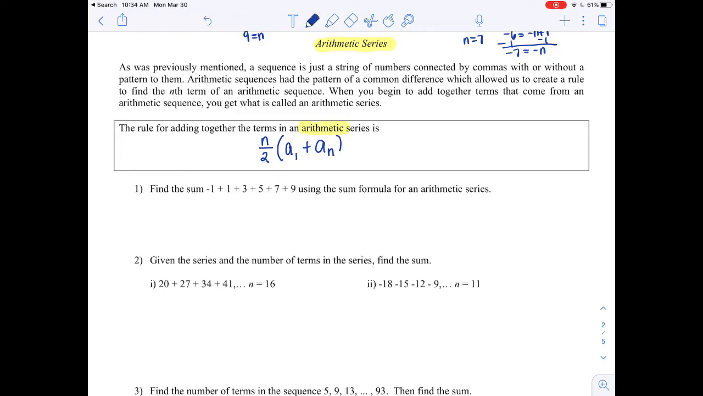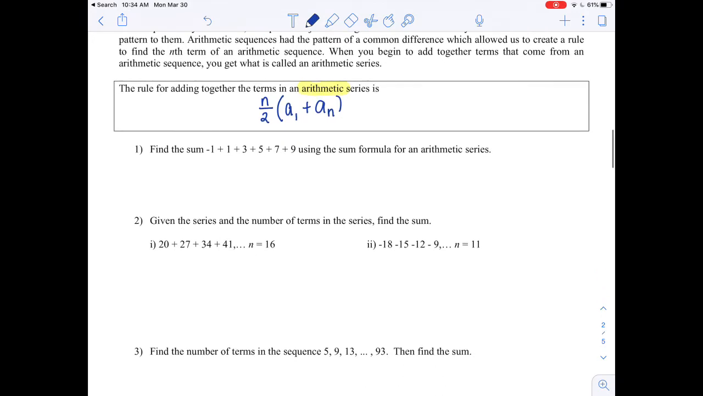Okay, so that's the formula you're going to use to add up the terms of an arithmetic series. And once again, it's important that the pattern of numbers you're working with has an arithmetic pattern, adding or subtracting by a common number over and over. So if you take a look at question number 1, -1, 1, 3, 5, 7, you can see that each time to get from term to term, you're adding by 2. That's what makes it arithmetic.